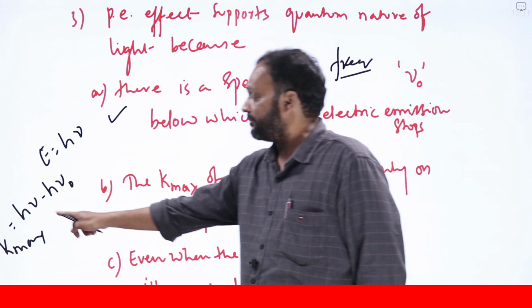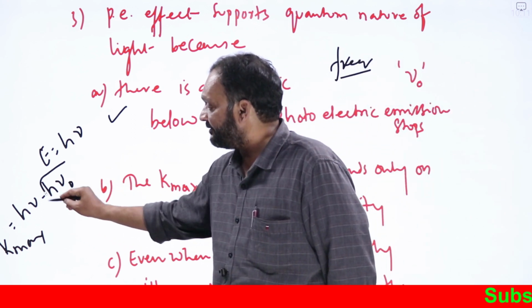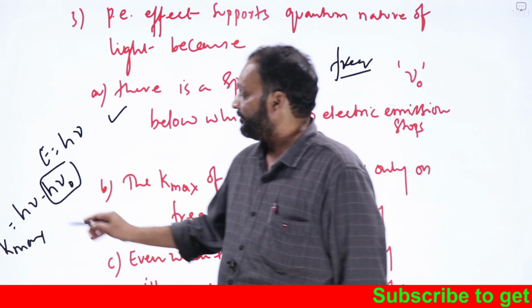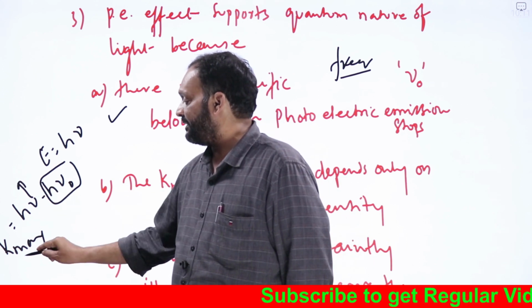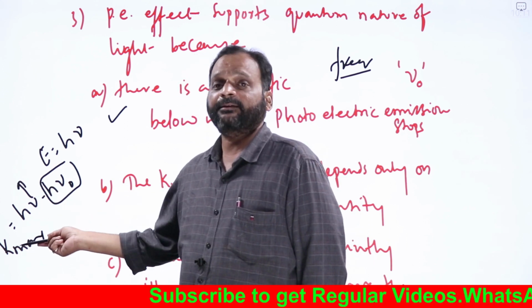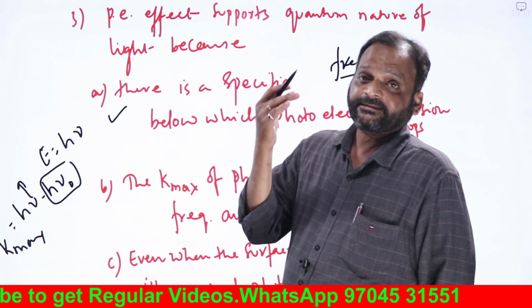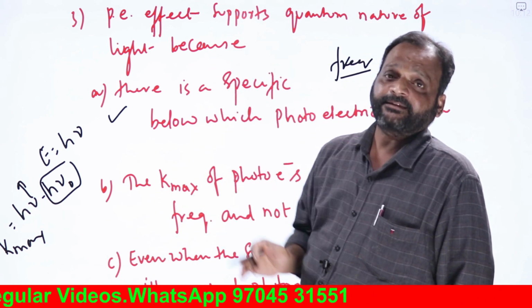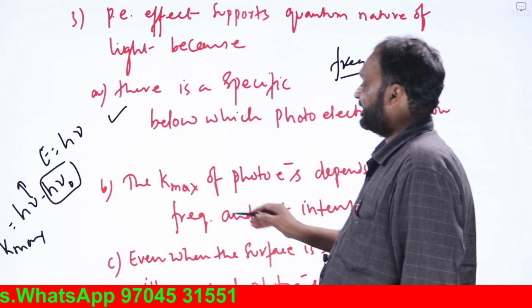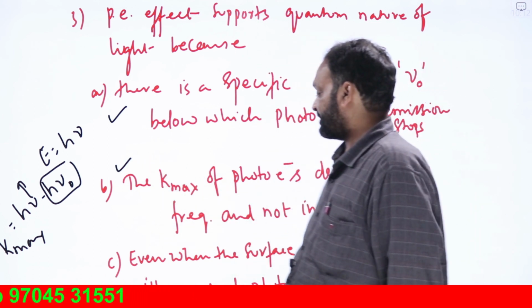K maximum equal to h nu minus phi. This is anyway work function, a constant for a given metal. So when you increase frequency, K maximum increases. When you decrease frequency, K maximum decreases. It does not depend on intensity. What depends on intensity? Photoelectric current depends on intensity. So the second option given is also a correct statement.